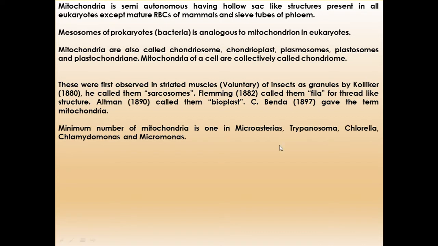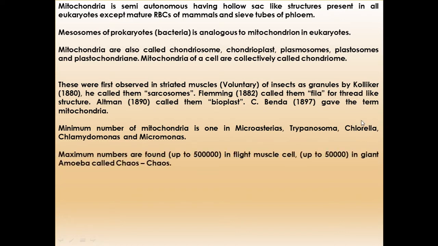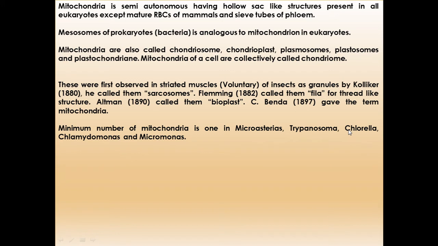In any of their life cycle states, they have only one mitochondrion. These are Micrasterias, a green alga; Trypanosoma, a protozoan; Chlorella, again a green alga; Chlamydomonas, also a green alga; and Micromonas, also a green alga. They have only one mitochondrion inside their cell, and that is the minimum number of mitochondria.